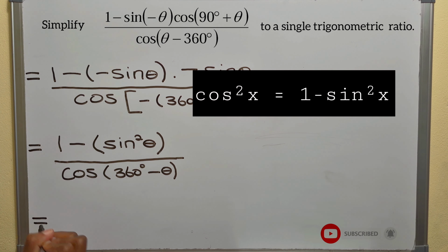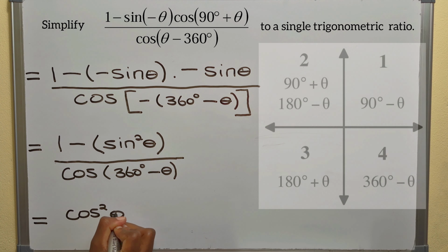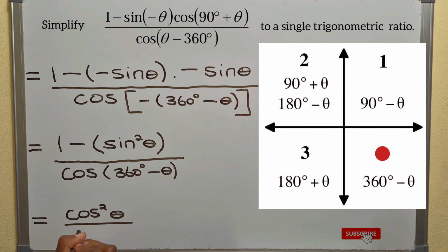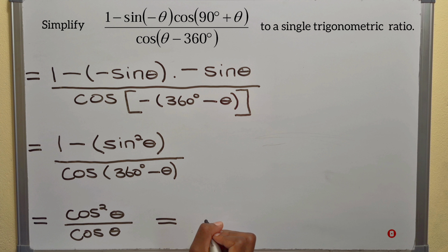1 minus sine squared theta can also be written as cos squared theta, so we're going to change it to cos squared theta. And cos is positive in the fourth quadrant at 360 degrees minus theta, so we're going to have a positive cos theta. 1 cos in our numerator is divided by cos in the denominator, which leaves us with cos theta, which is our final answer.